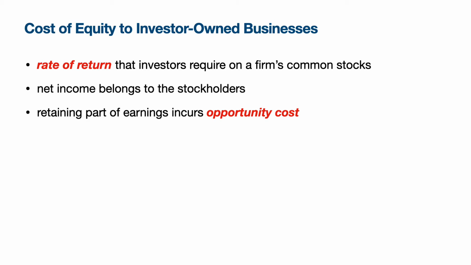Therefore, when the firm decides on doing this, the business should earn on these retained earnings at least as much as its stakeholders could earn on the said alternative investments of similar risks. If the firm cannot earn as much as stakeholders can earn on similar risk investments, then the firm's net income should be paid out as dividends rather than retained for reinvestment within the business.